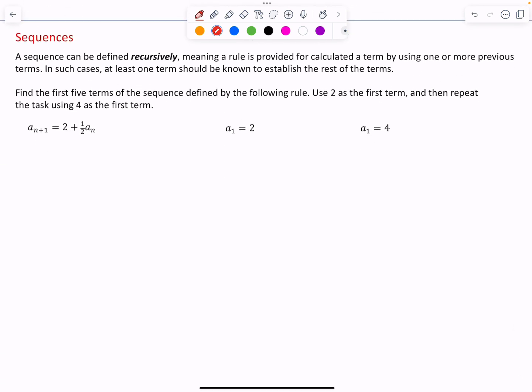Now, a sequence can also be defined recursively, meaning a rule is provided for calculating a term by using one or more previous terms. In such cases, at least one term should be known to establish the rest of the terms. Find the first 5 terms of the sequence defined by the following rule. Use 2 as the first term and then repeat the task using 4 as the first term.